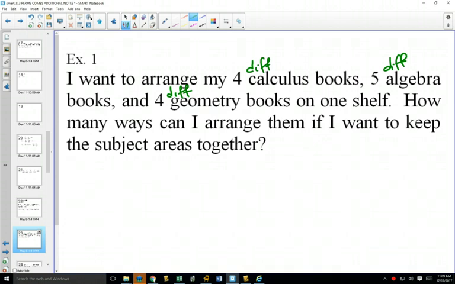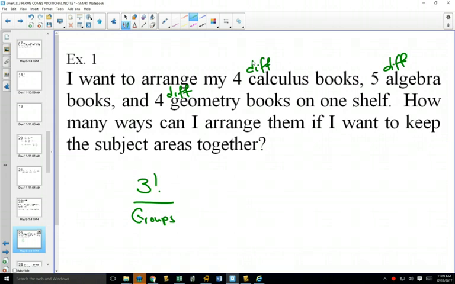Well, the way that we do that is my first decision is how am I going to arrange my groups? Well, I have 3 groups, and if you had 3 things and you wanted to arrange them, does it make sense that you would have 3 factorial choices to do that? It could be algebra, geometry, calculus; geometry, calculus, algebra; geometry, calculus, geometry, algebra. Which one haven't I counted? Geometry, calculus, algebra, calculus. Sure. 6 ways.